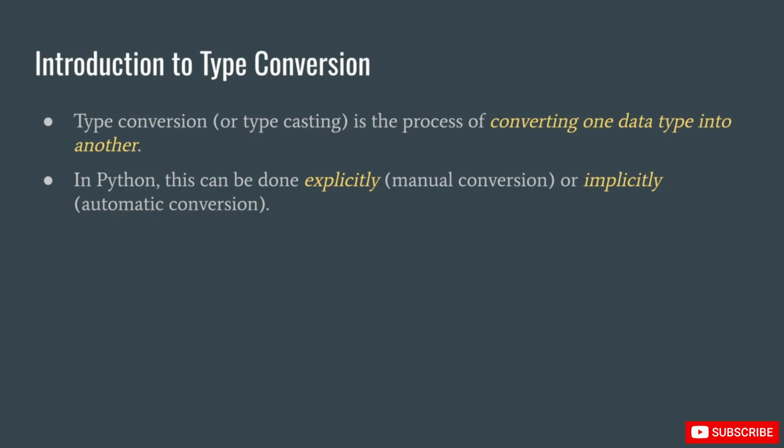Type conversion, also known as typecasting, is the process of changing one data type into another. In Python, this can happen in two ways: explicitly, where you manually convert the type, or implicitly, where Python automatically converts it for you when needed.